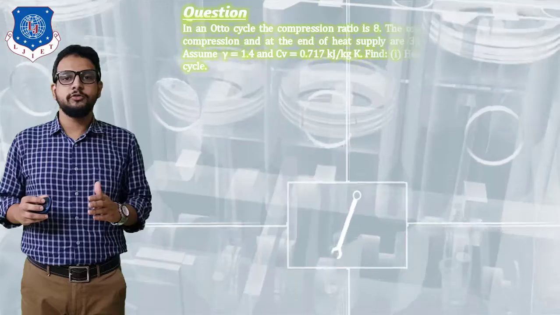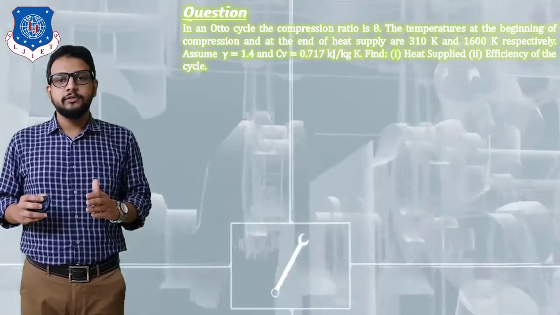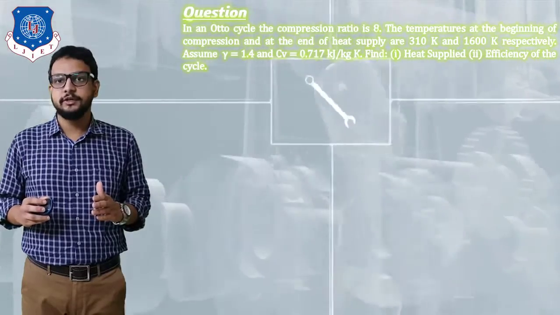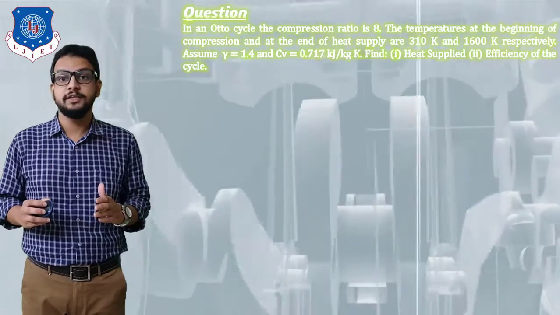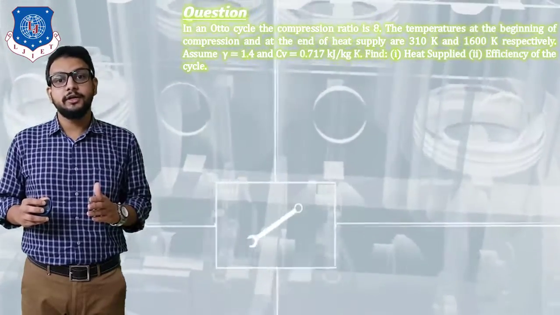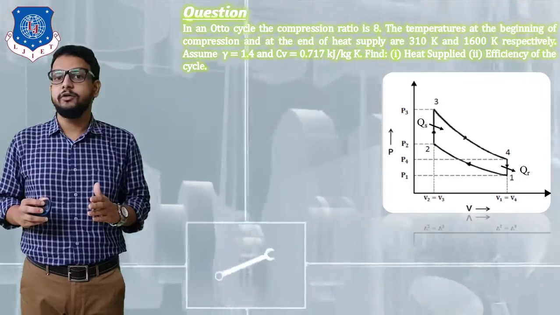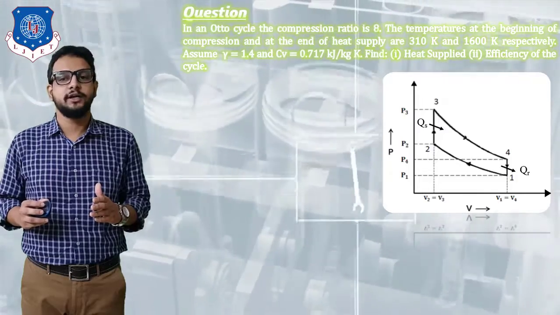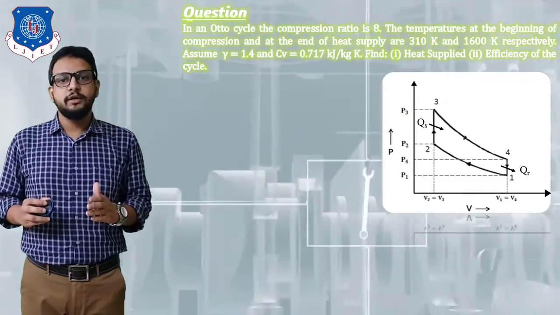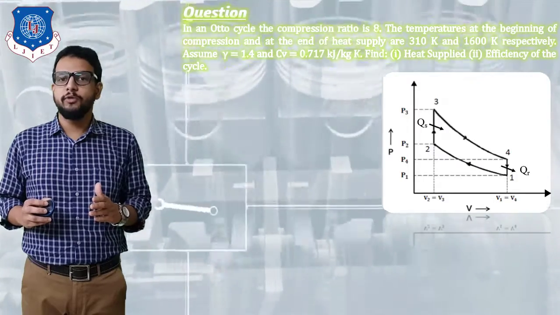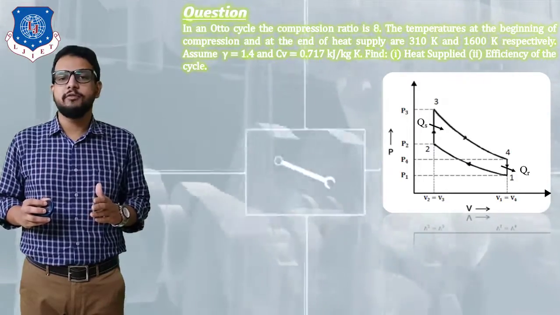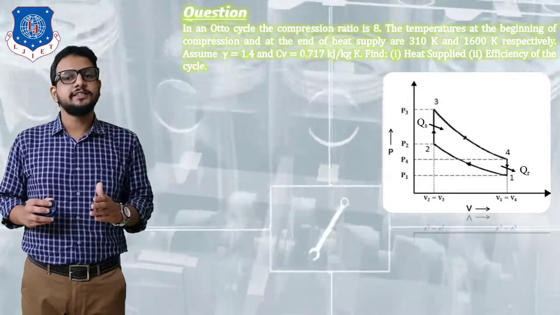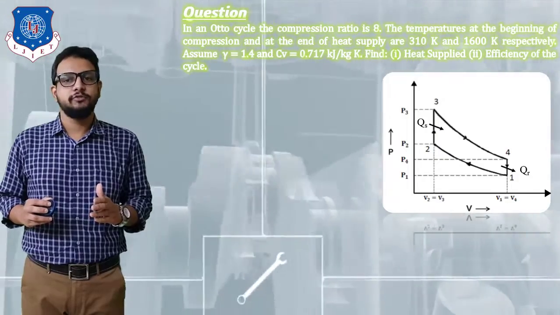Okay, so the question is displayed on your screen. In an Otto cycle, the compression ratio is 8, which means the value of small r, the ratio V1 by V2, is 8. The temperature at the beginning of compression and at the end of heat supply are 310 Kelvin and 1600 Kelvin respectively. Assuming gamma, the adiabatic index, equals 1.4 and CV equals 0.717 kilojoule per kg Kelvin, determine first how much heat is supplied and second the efficiency of the cycle.